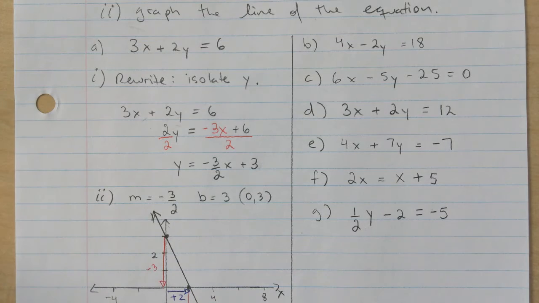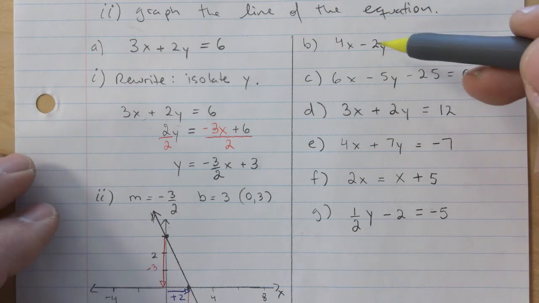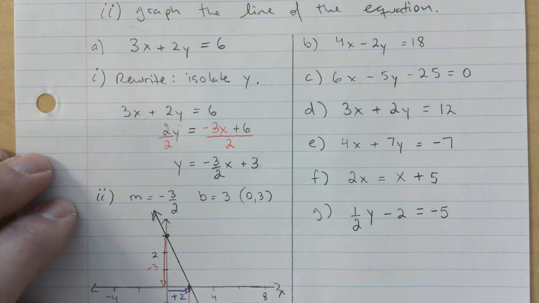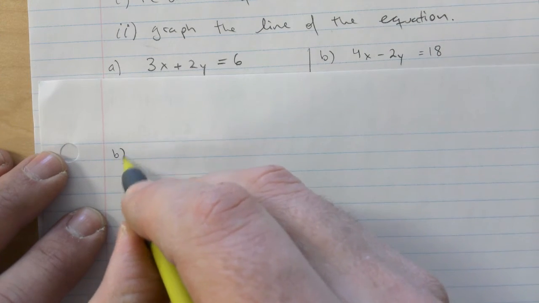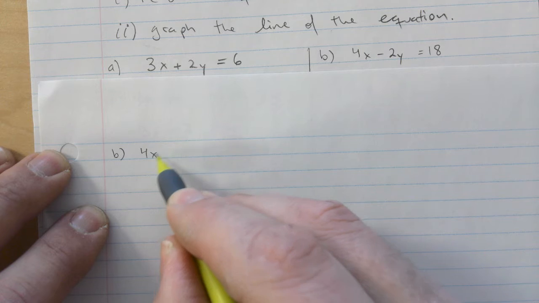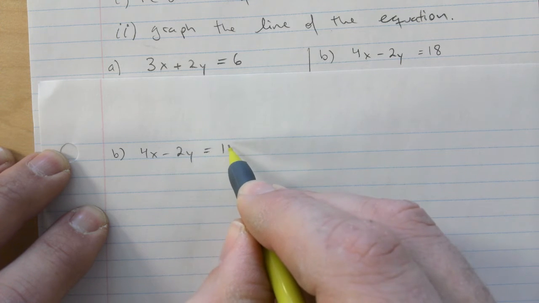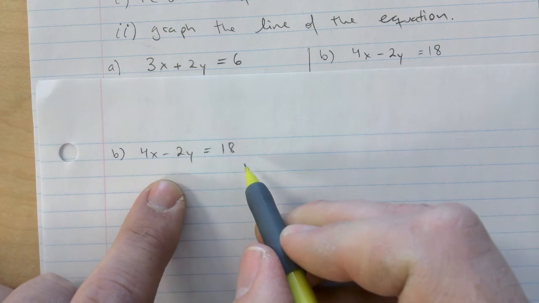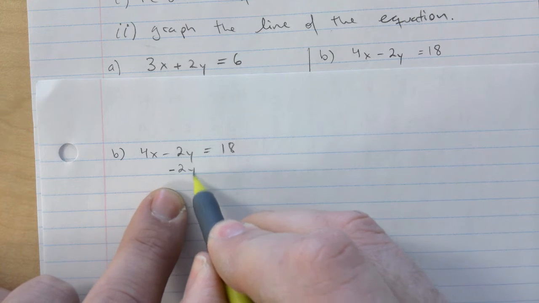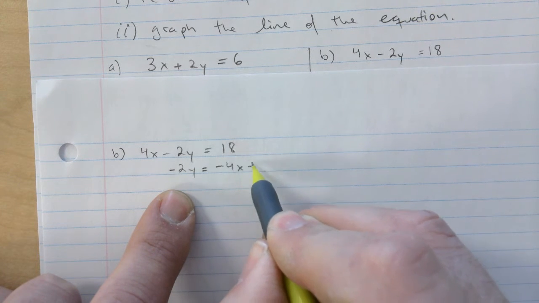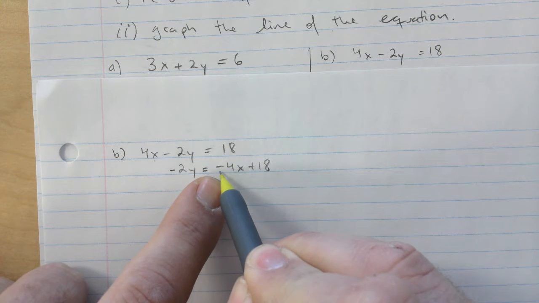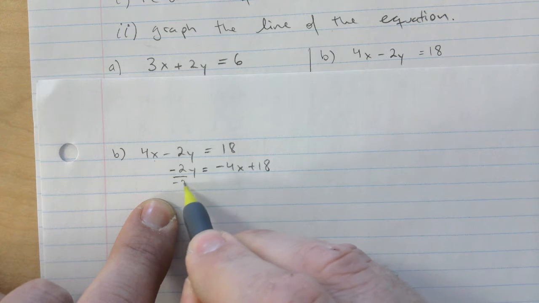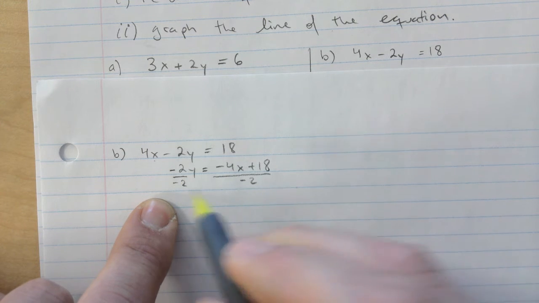And you should also be able to graph, right? So we'll do that now. I'll start with B here, this one. That's 4x minus 2y is equal to 18. So we go negative 2y is equal to negative 4x plus 18. Remember, the 4x comes over, changes its sign. Then we divide everything by negative 2, both sides.